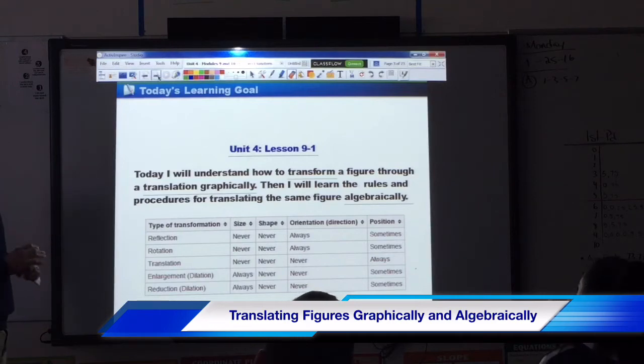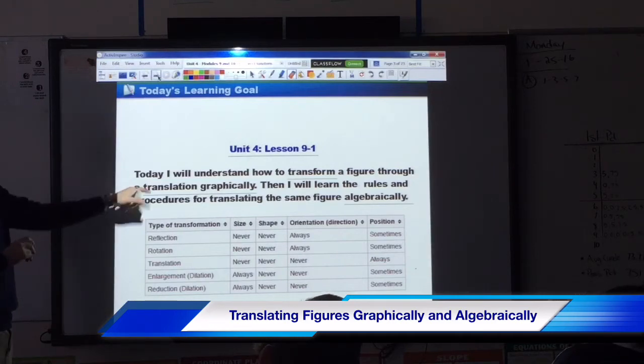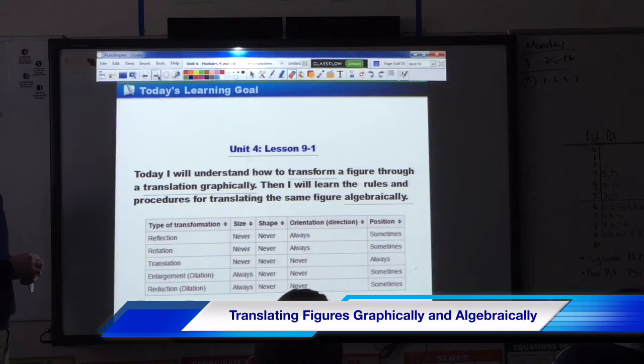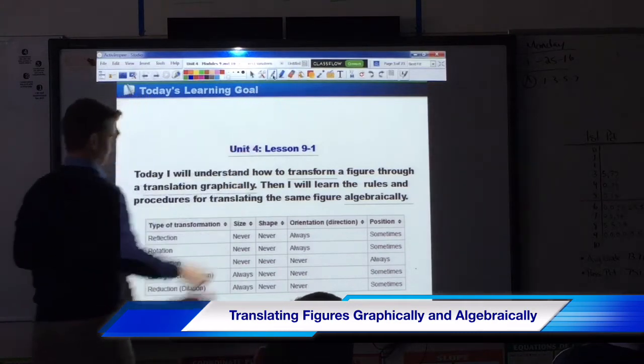Today we're going to understand how to transform a figure through a translation graphically. Then you're going to learn the rules and procedures to translate the same figure algebraically. Now, very important, I want to draw your attention to this.